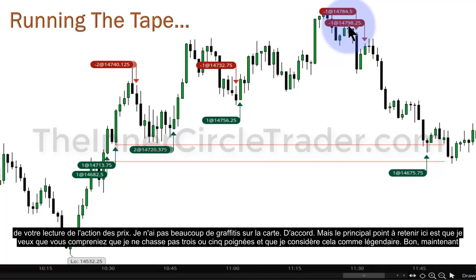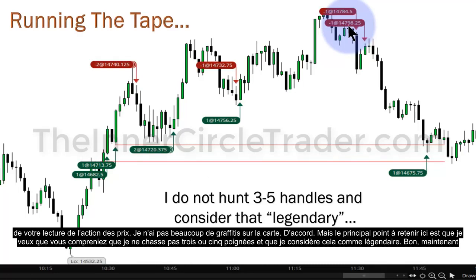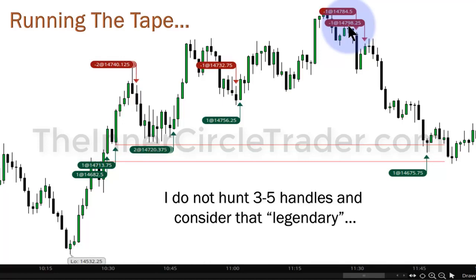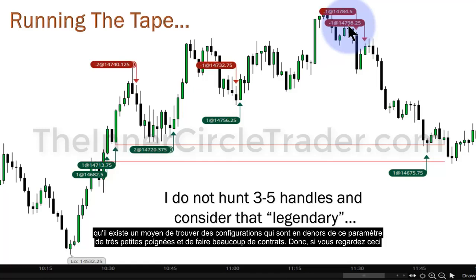But the main takeaway here is I want you to understand that I don't hunt for 3 to 5 handles and consider that legendary, okay? Now, can you be profitable if you take high frequency trades and you do those types of trades? Absolutely, that's what algos do. Algorithms do that. But I'm trying to show you, by contrast, that there is a way that you can find setups that are outside that parameter of very small little handles and doing lots of contracts.